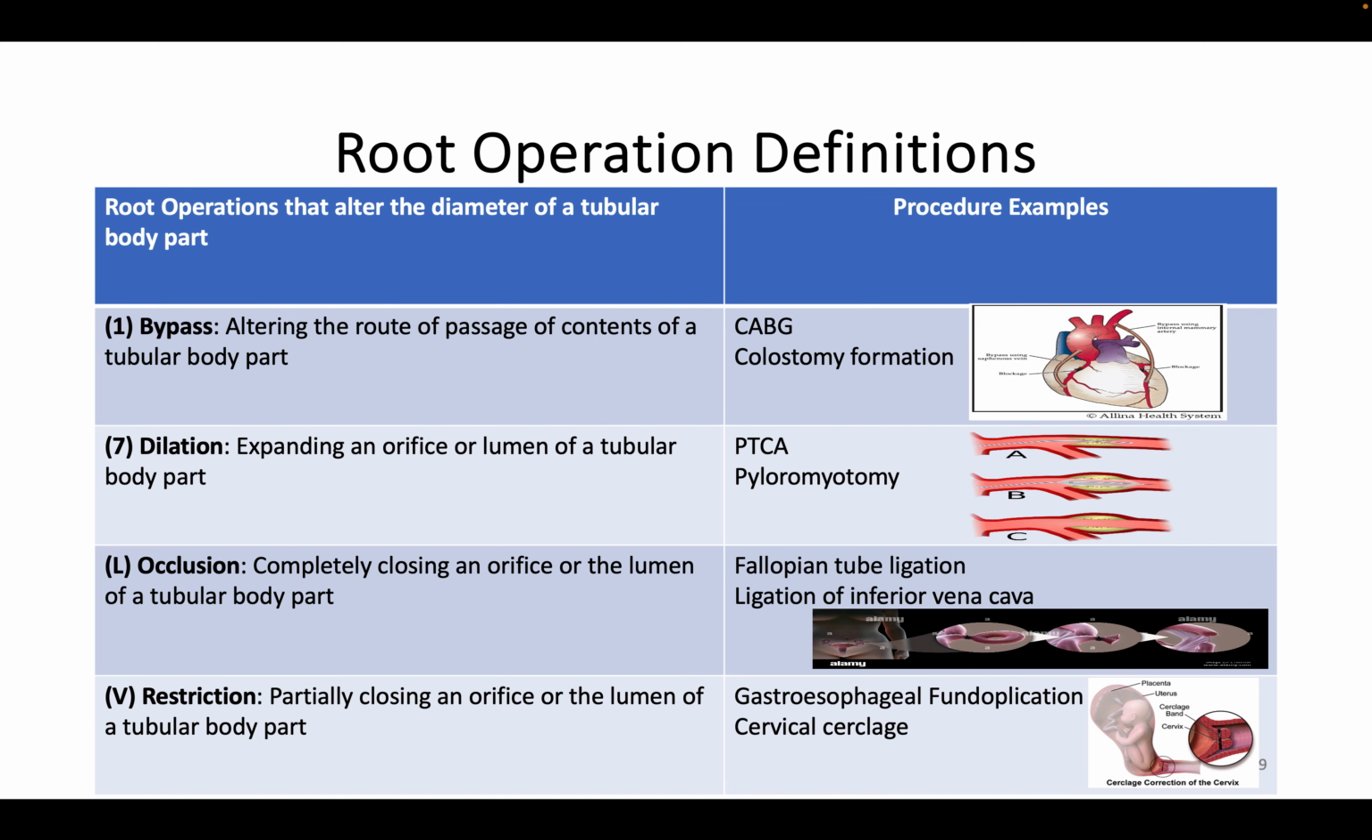Next are root operations that alter the diameter of a tubular body part. We have 4 of those. Bypass is represented by the number 1. It's altering the route of passage of contents of a tubular body part. This is your CABG and your colostomy formation.